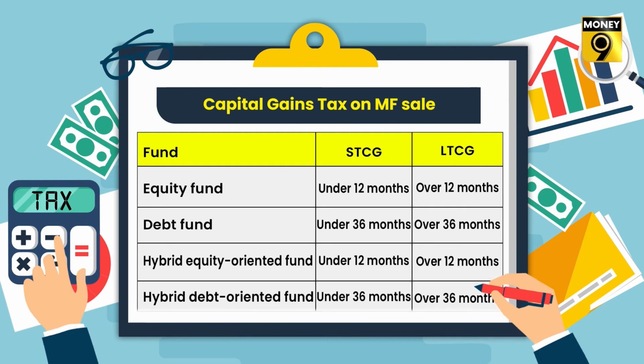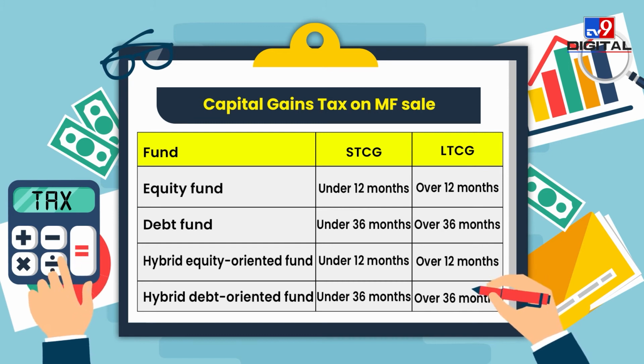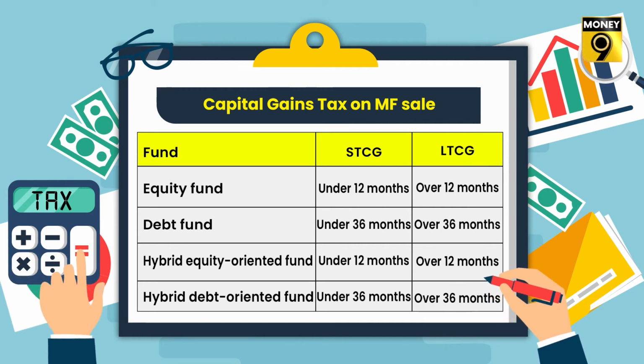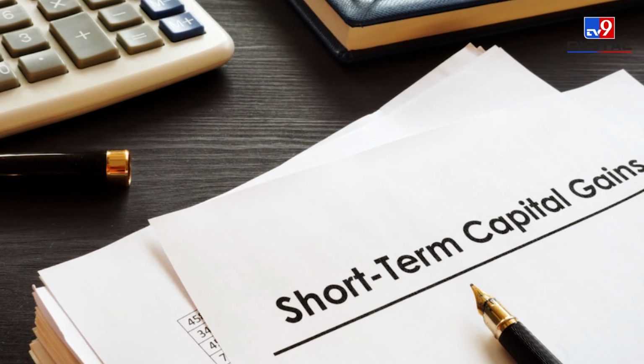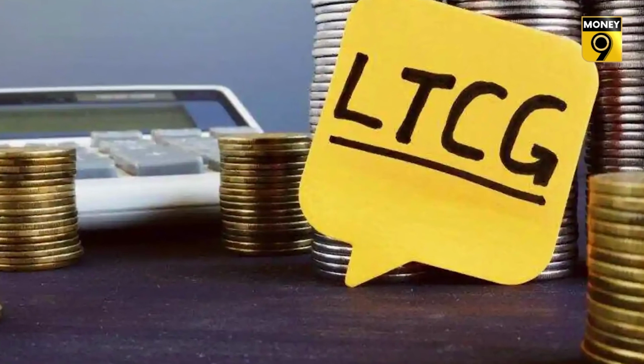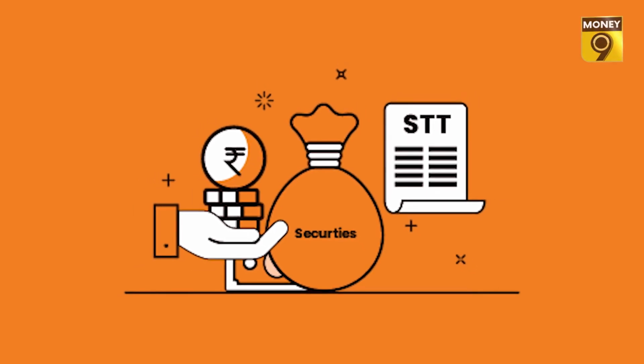LTCG and STCG tax on equity mutual funds are the same as for equity shares. But where dividends from equity mutual funds are concerned, they are tax-free in the hands of investors, as mutual funds are required to pay dividend distribution tax (DDT) on dividend payout. Something worth mentioning here is that the above-mentioned STCG and LTCG rates are applicable only if the securities transaction tax (STT) is paid by the seller.